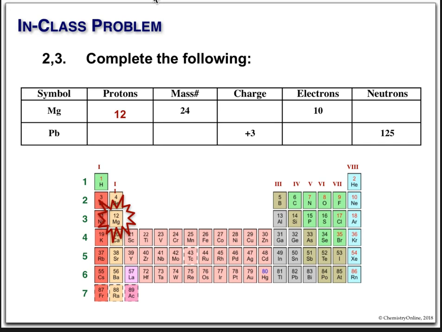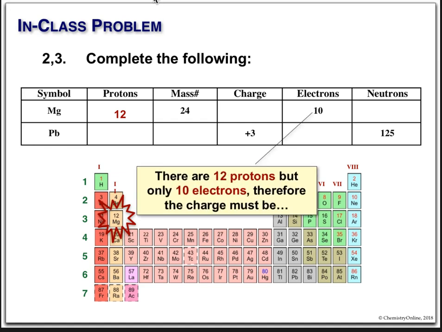Charge. We are given that we have 10 electrons, but we just determined we have 12 protons. Now the protons are positives, electrons are negatives. We have 2 extra positives, don't we? So this is going to be a +2 charge.